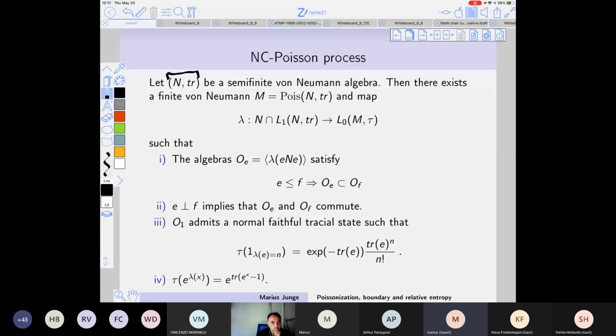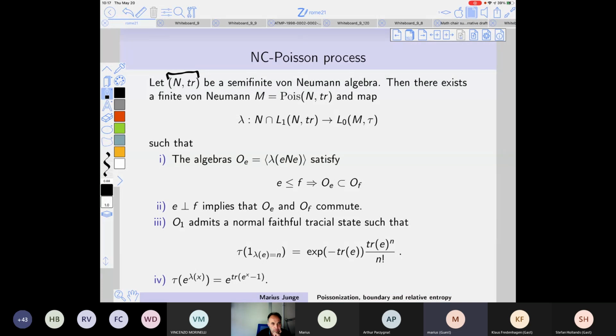And you construct a map so that if you look at the algebras generated by E, E is a projection which is finite. So then these are random variables, right? They're just non-commutative elements in this L0 space. If the projection is smaller, then the operator algebra is also smaller, right? So they have this isotony property, which we're looking for.